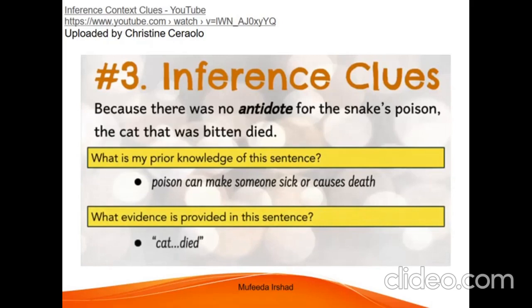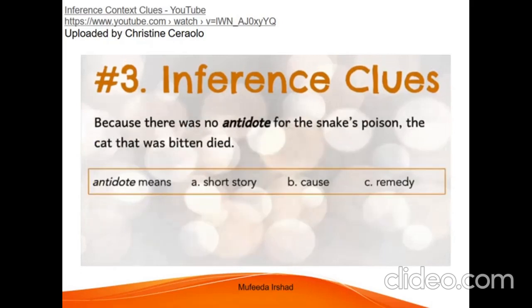Cat died. I know that I would want to prevent a cat from dying if I could. So antidote in this sentence means a short story, cause, or remedy. Cause doesn't work because the snake poison would cause the cat to die, but it says there's no cause, so that doesn't make any sense.